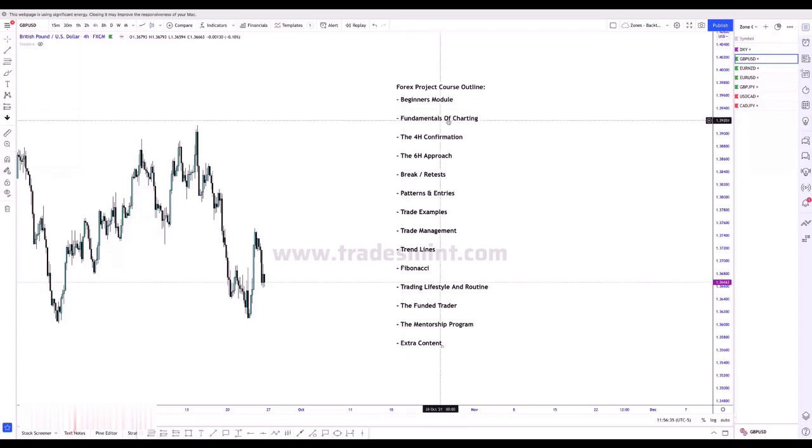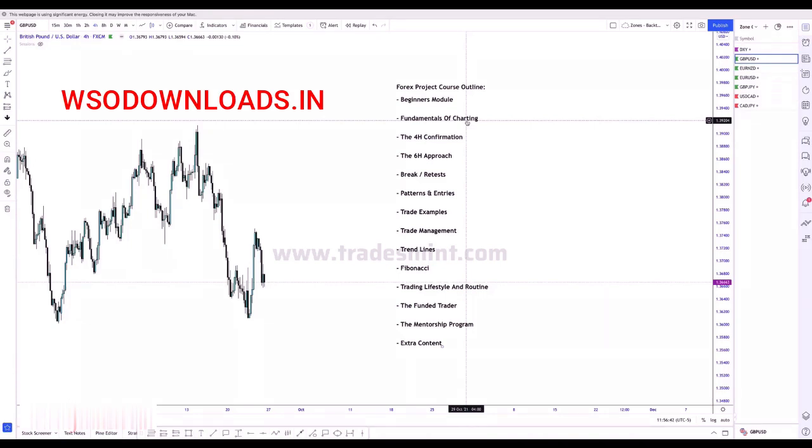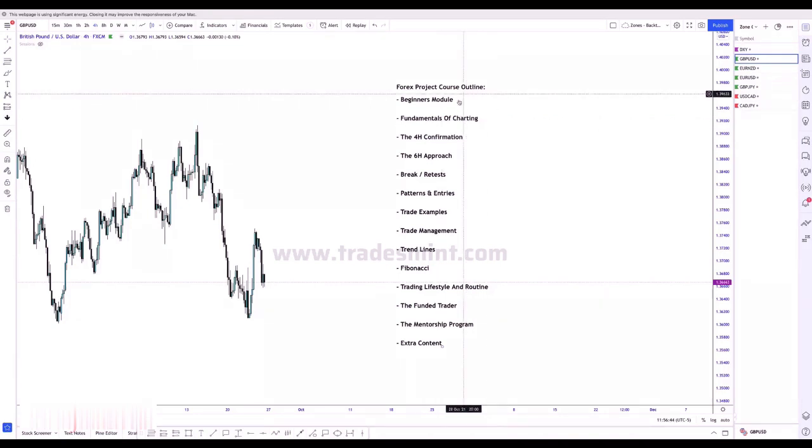Then we're going to move into the fundamentals of charting, which is going to show you basic support and resistance, trends, everything like that, and how to draw up key zones and mark your key levels. This one's very, very important.